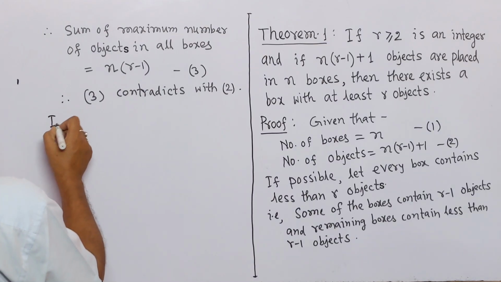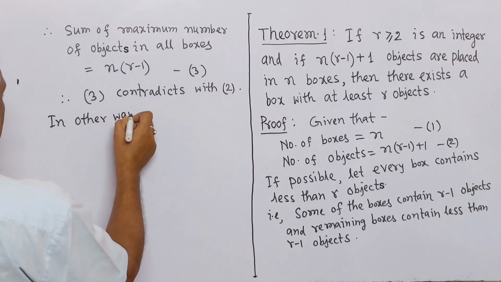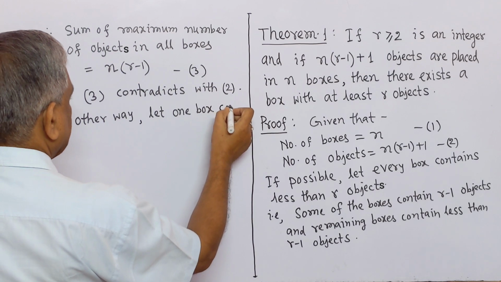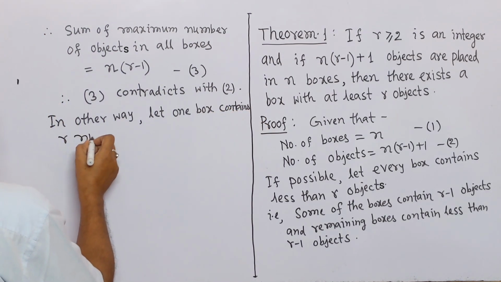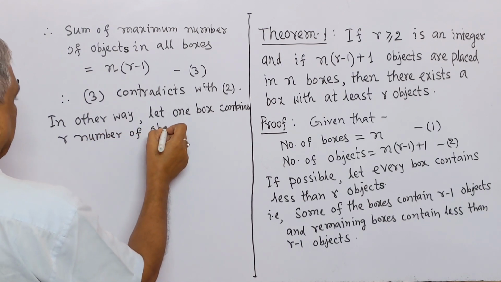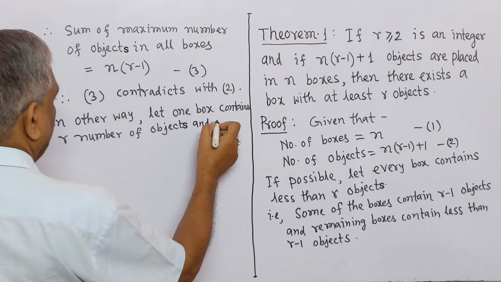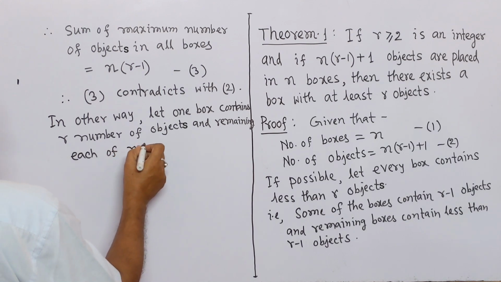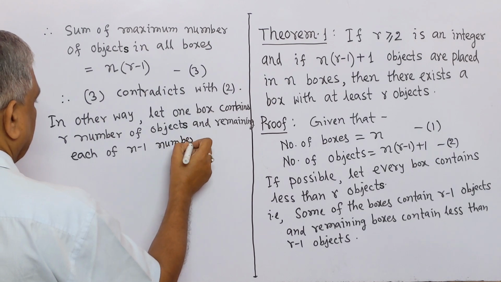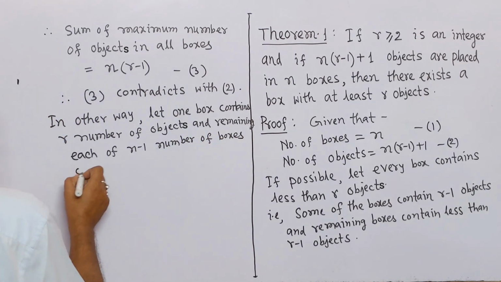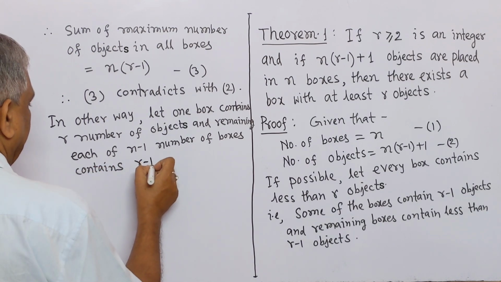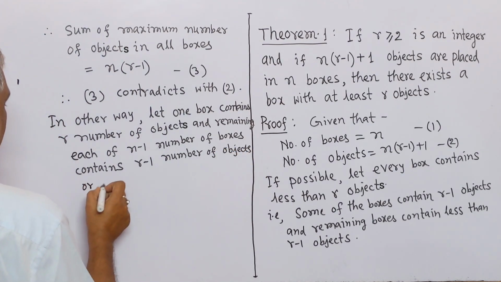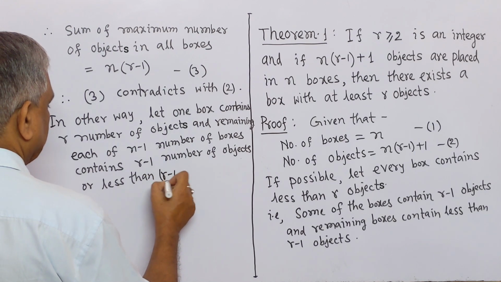Proved in other way. Let one box contains r number of objects and remaining, each of n minus 1 number of boxes, contain r minus 1 number of objects or less than r minus 1 number of objects.